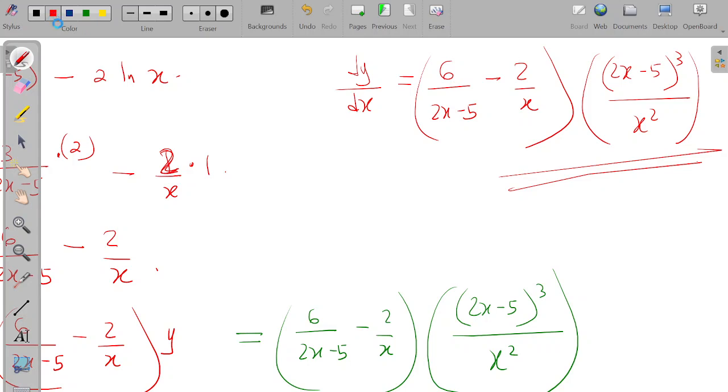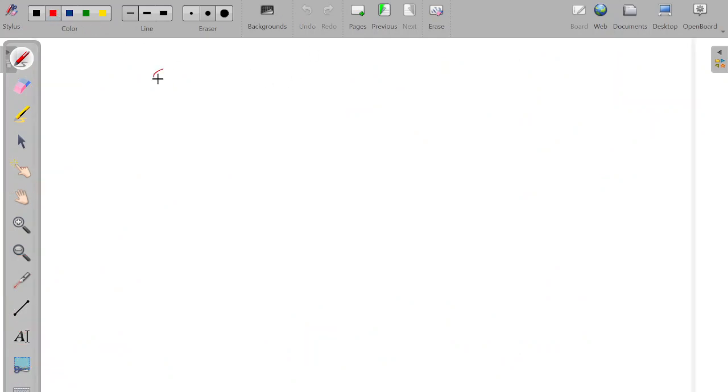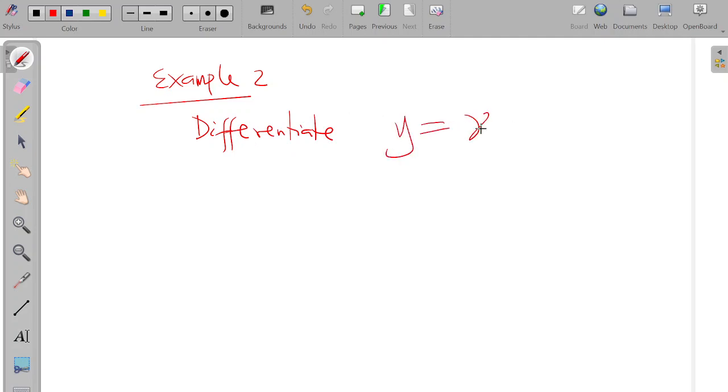Let me take one more example of that. Another example. Differentiate y equals x raised to power x, using logarithmic differentiation.